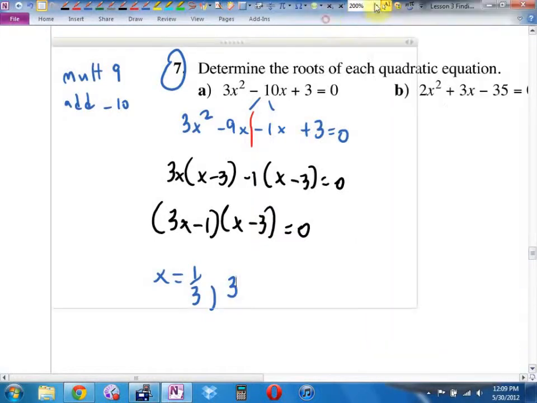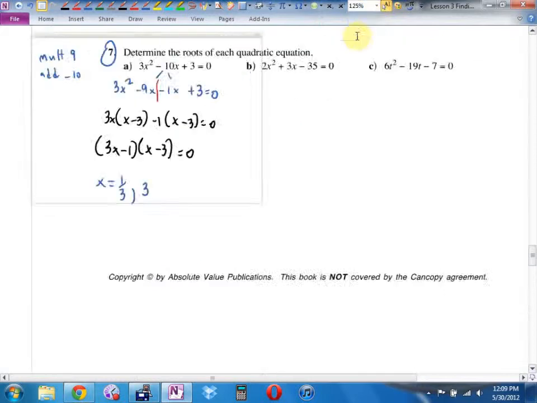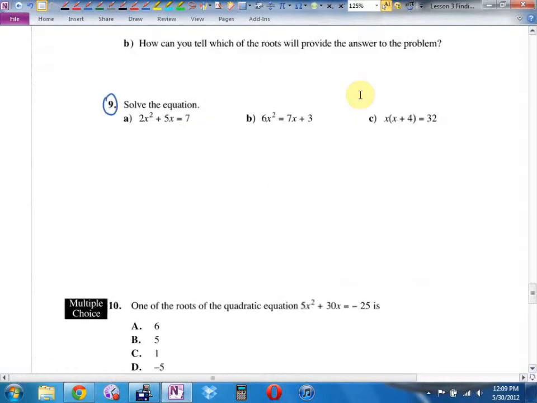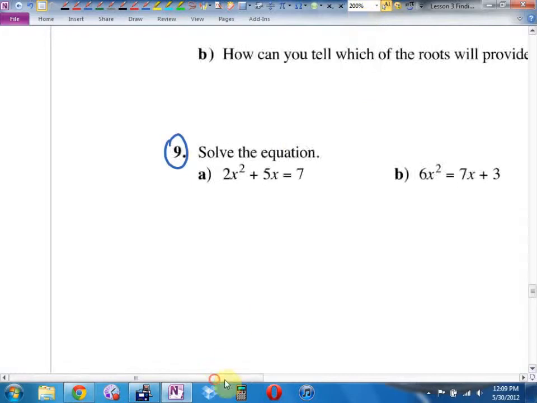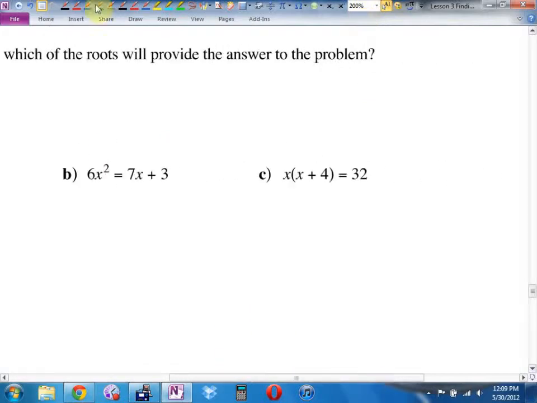Any others from the homework? Yep. 9C. Good question. Okay. 9C looks like it's factored, but is it equal to 0? Then it's not factored. I'm going to have to get rid of brackets, gather like terms, and then rewrite it so that it's equal to 0. Some kids look at this and they go, oh, the roots are 0 and negative 4. That would be if it was equal to 0, but it's not. So I'm going to have to go like this. First, get rid of brackets.